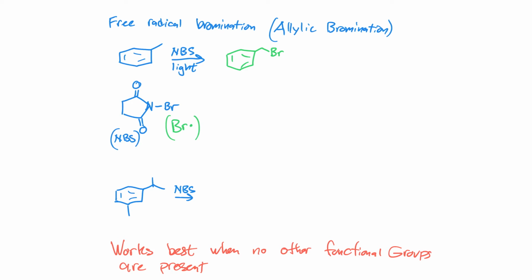So how does this work? Well, it is a radical mechanism, which means we're dealing with 1 electron at a time, and so we're going to draw some single-headed arrows here. NBS, in the presence of light, will dissociate into these 2 radical species.